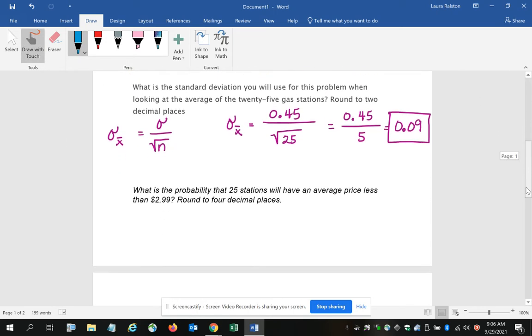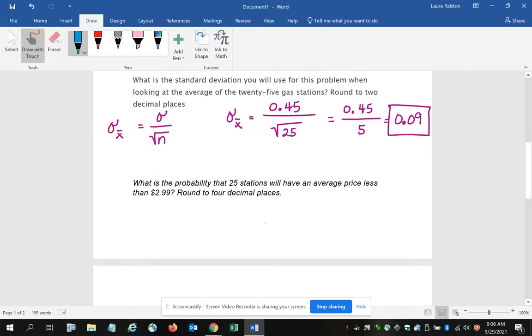Okay, but the first question says, what is the probability that 25 stations will have an average price less than $2.99, and round your answer to 4 places. Now, I personally like to draw a picture. I know that since we're applying the central limit theorem, my distribution, although it was originally unknown, is going to follow a normal distribution. I know that the mean is going to be $2.98 because the mean of the sample is equal to the mean of the sampling distribution.